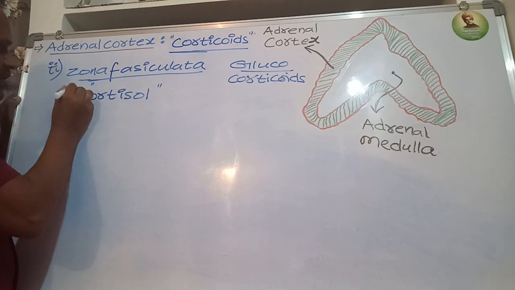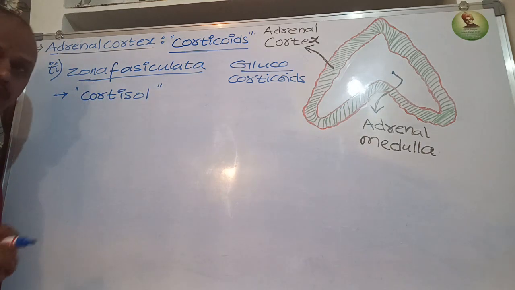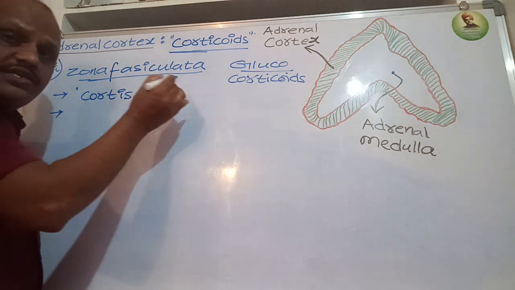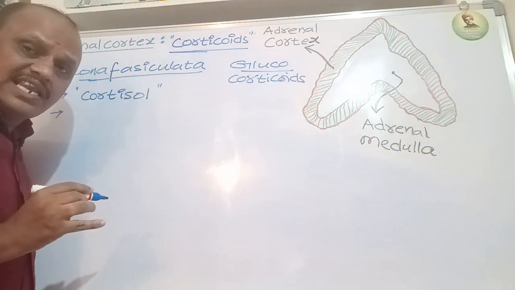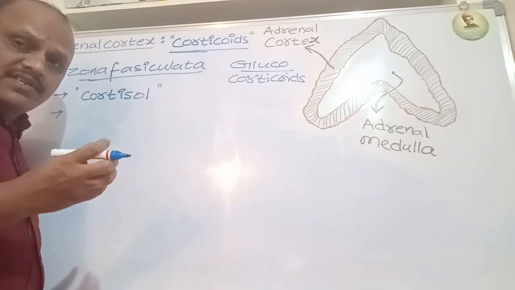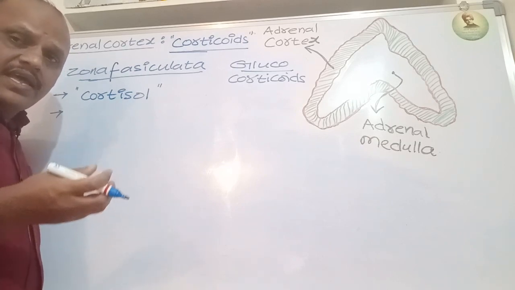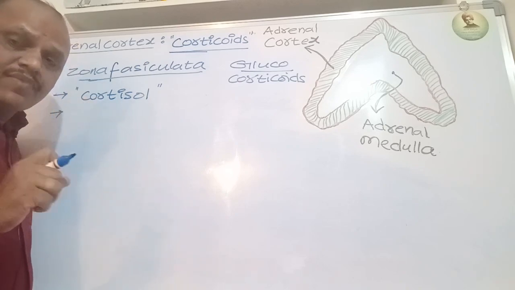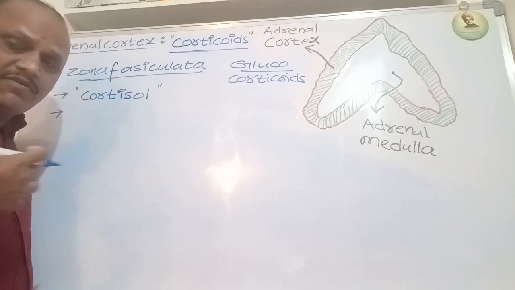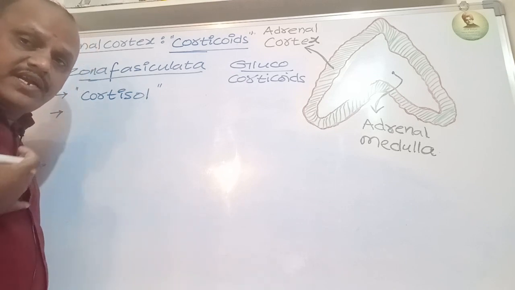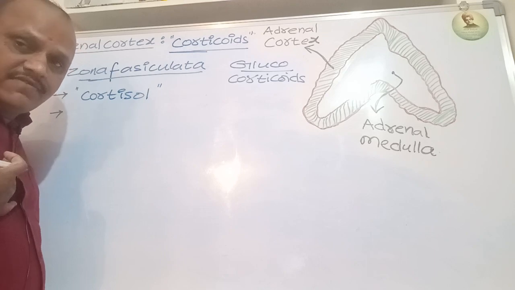What are the functions of cortisol? The cortisol hormone is known as the life-saving hormone, because it saves our lives. This hormone regulates the cardiovascular function in our body, meaning heart function, and it also regulates kidney function.